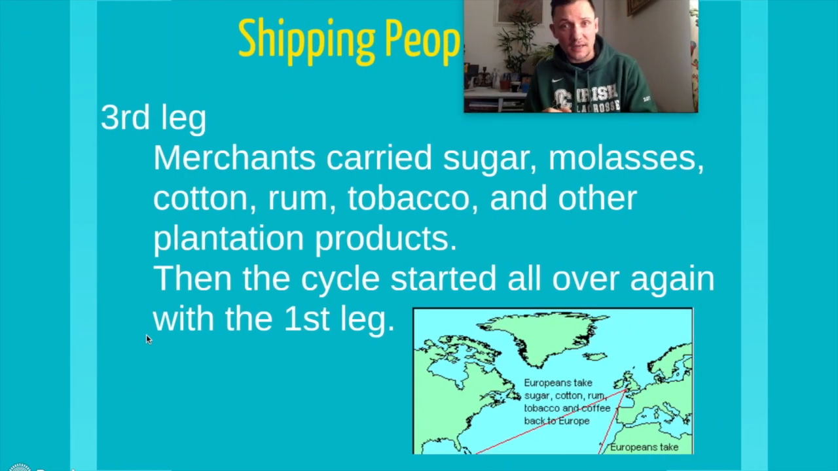So, the third leg is where merchants carry sugar, raw sugar anyway, molasses, cotton, rum, tobacco, and other plantation products or raw materials to Europe, and then the cycle starts all over again. Those raw materials are then taken and processed into processed goods like guns, cloth, cash, rum, alcohol, materials made in this new hand industry putting-out system that we were talking about. And then the whole process starts over again.